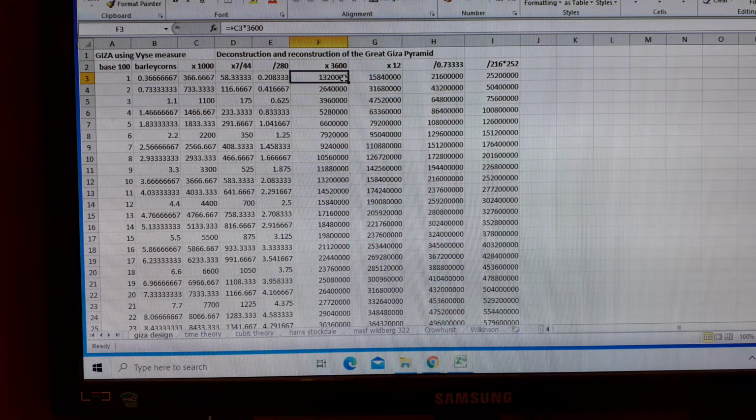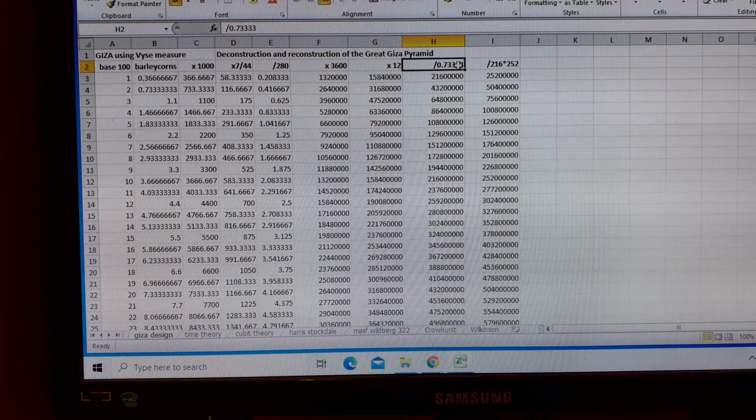But what we find is that actually becomes the Earth's circumference when feet are used. So that is in feet now, and we have to multiply by 12 to get it to inches. And we know there are 0.7333 inches, which is 2 barleycorns. We know there are that many in the Earth's circumference. We know that's the base 100 digit. So when we divide that into this, we get 216,000,000 units in 1/100th of the Giza base.